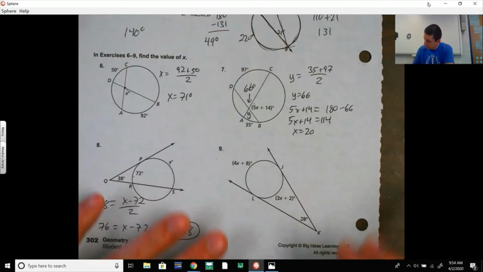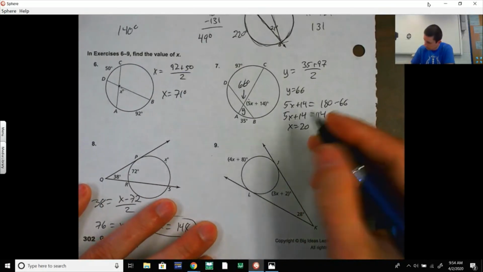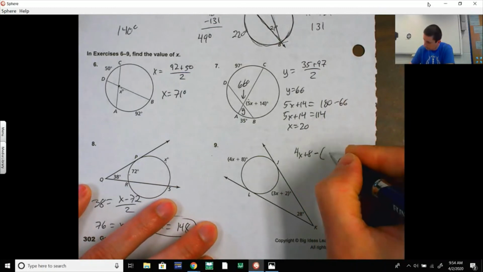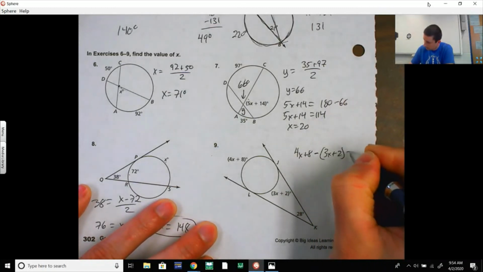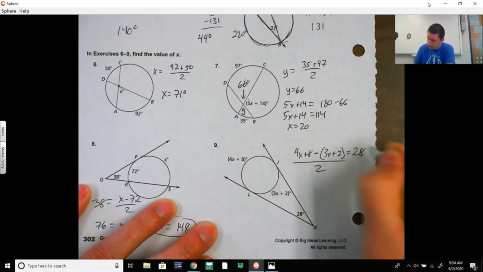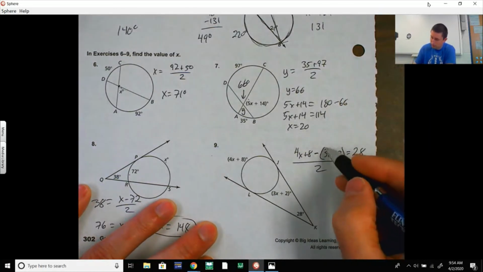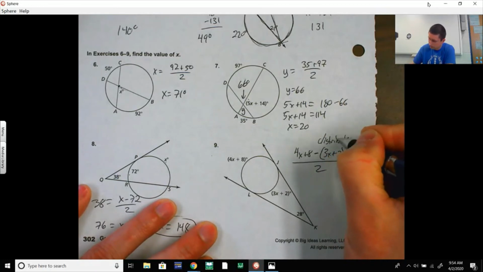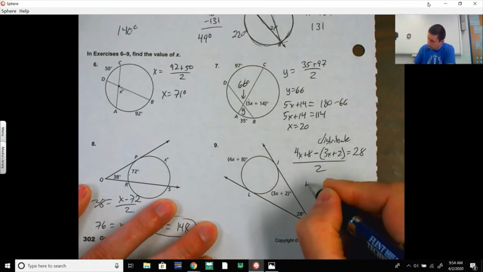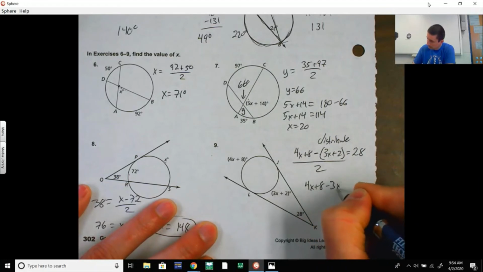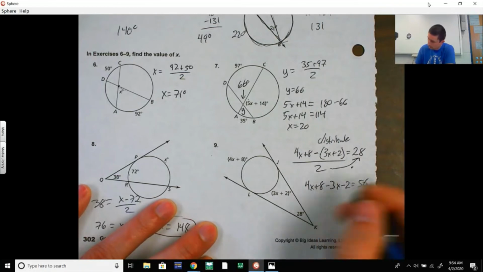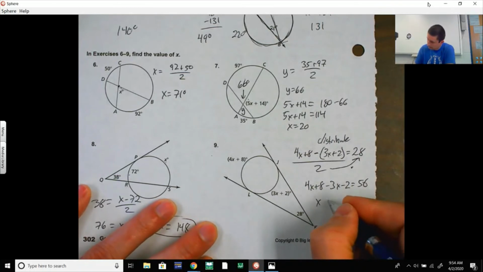Some more formulas here. Okay, so we're just going to say 4x plus 8 minus, make sure you use a parenthesis, 3x plus 2. Divide all that by 2, that has to equal 28. So make sure this parenthesis here, you have to distribute that negative sign. So it'd be 4x plus 8 minus 3x minus 2 should equal 56. Multiply that over, times that. So 4x minus 3x is x, plus 6 equals 56, so x equals 50.